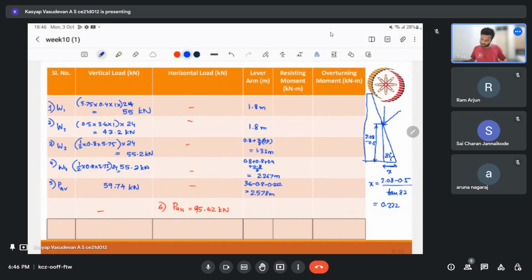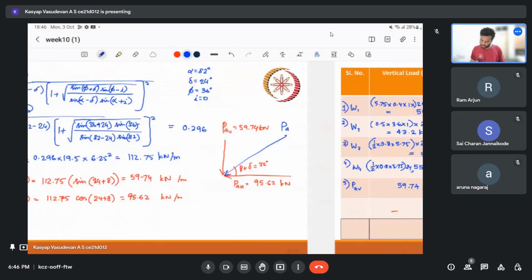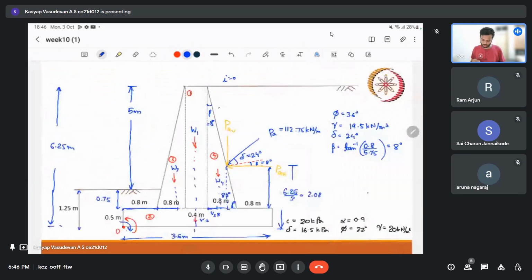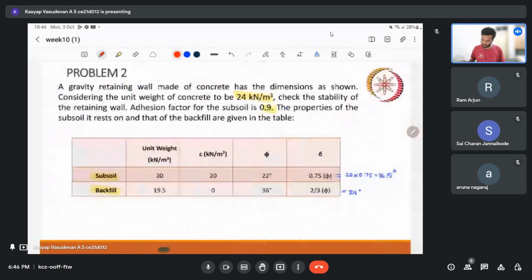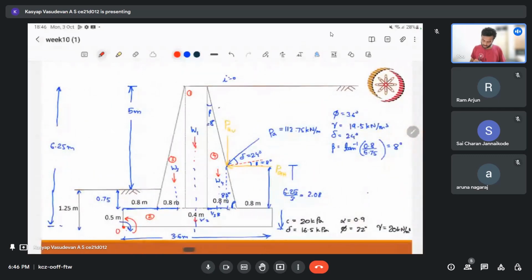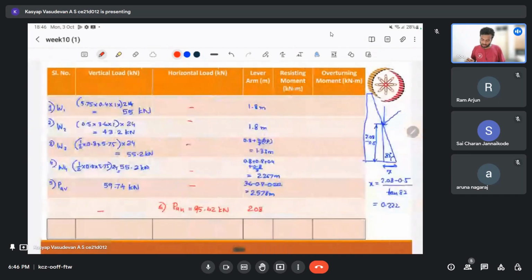Okay, so we have lever arms for resisting moments. Now what is the lever arm for our horizontal force? That is the total distance, that is 2.08. So this distance will be 2.08, that is nothing but my h by 3. So from the base my distance is 2.08 meters. So we have everything. If we just multiply our load versus lever arm, we'll get our moment.